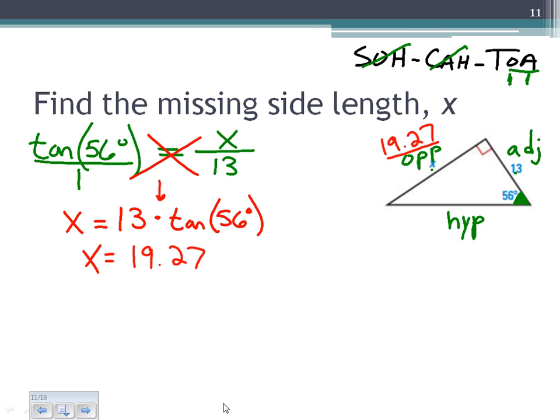Yeah. If, for example, your calculator was accidentally in radians, you might get an answer like 0.36 or 0.2 or 1.7. Clearly, that's not going to work in this triangle. Okay, does that make sense? So always make sure that your answer makes sense given the picture.